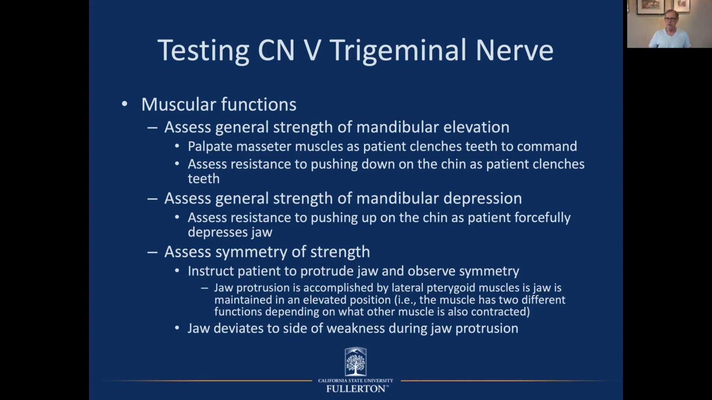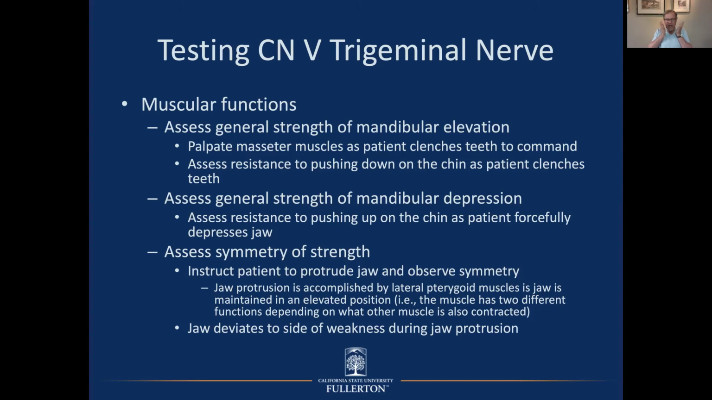For testing the symmetry or the asymmetry of the strength, we're going to have to do jaw protrusion because you're not going to be sensitive enough to feel it with these tests that we just went through. But if they have a weakness on one side, they will deviate the jaw to that weak side. Remember, the lateral pterygoid is pulling the jaw forward.